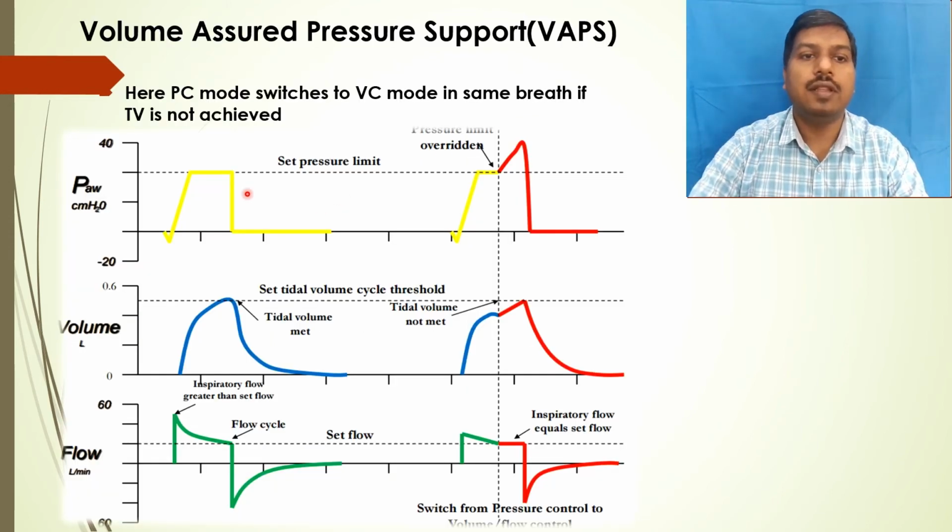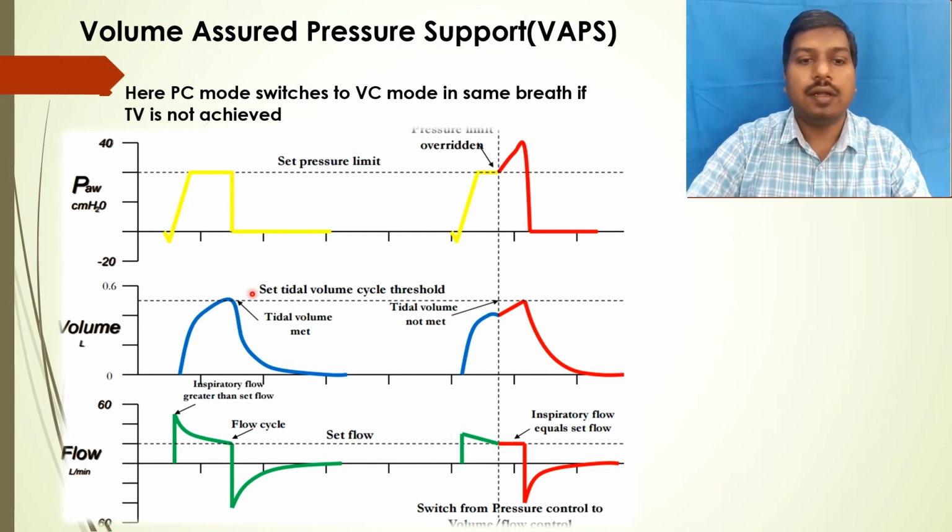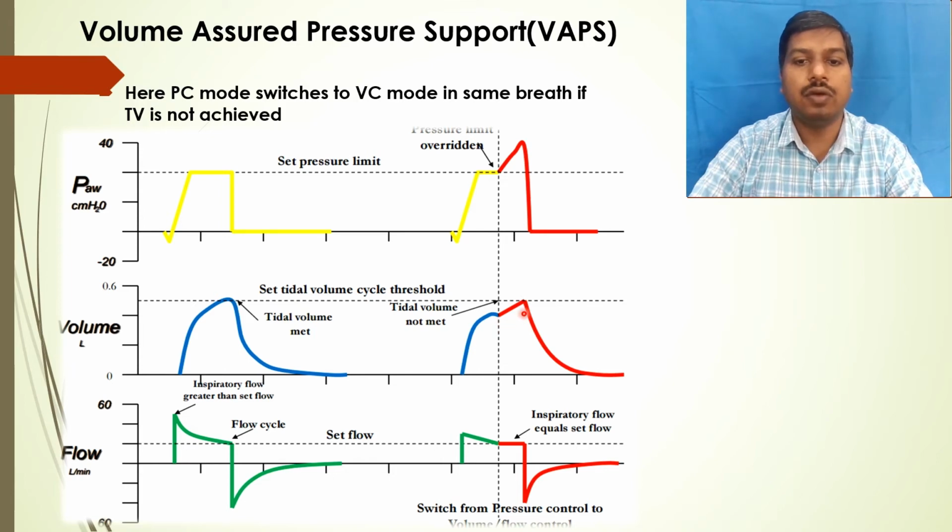First one is volume assured pressure support ventilation. It's a dual mode of ventilation. Here, it's a pressure targeted ventilation in which a particular amount of tidal volume will be delivered. We can set the required tidal volume for that particular patient. And if that tidal volume is not delivered in a single breath, it will automatically be converted into a volume controlled mode and will deliver the preset tidal volume. So in that pressure targeted ventilation, if the tidal volume is not achieved, it will automatically shift to a volume control mode and that tidal volume will be achieved.